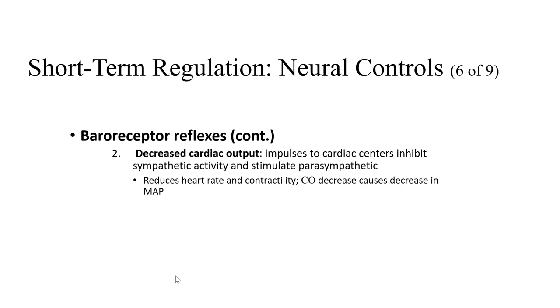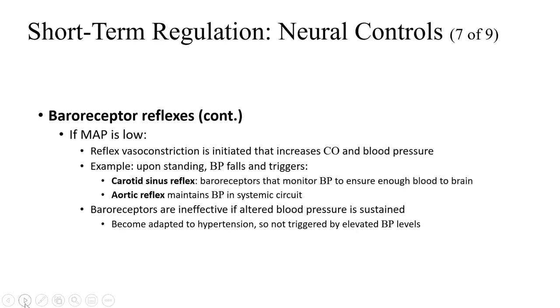Now, decreased cardiac output: if there are impulses to the cardiac centers that inhibit sympathetic activity and stimulate parasympathetic activity, it reduces heart rate and contractility. Cardiac output decreases, and that also causes a decrease in the mean arterial pressure.